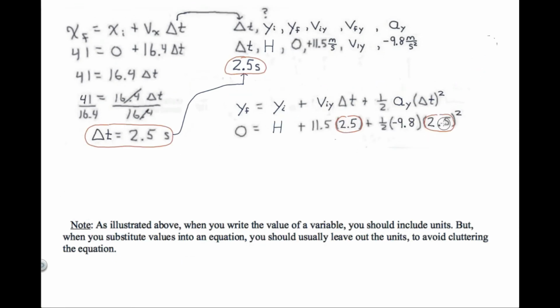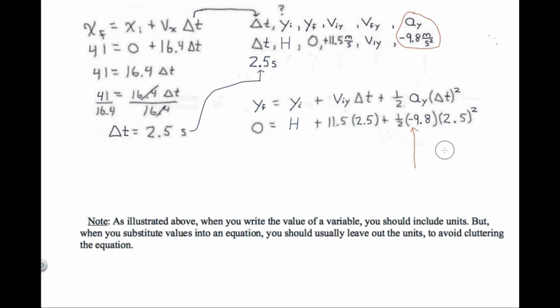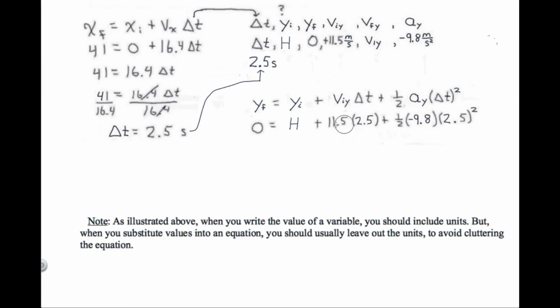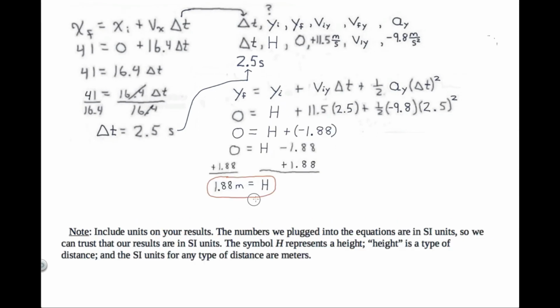Notice that here and here we use our result for delta t that we determined from our work on the x component. Be careful to include this crucial negative sign when you substitute negative 9.8 meters per second squared for a sub y. And don't forget that we need to square this number. Our kinematics equation now has one unknown, so we can solve this equation for h. Our result is that h equals 1.88 meters.